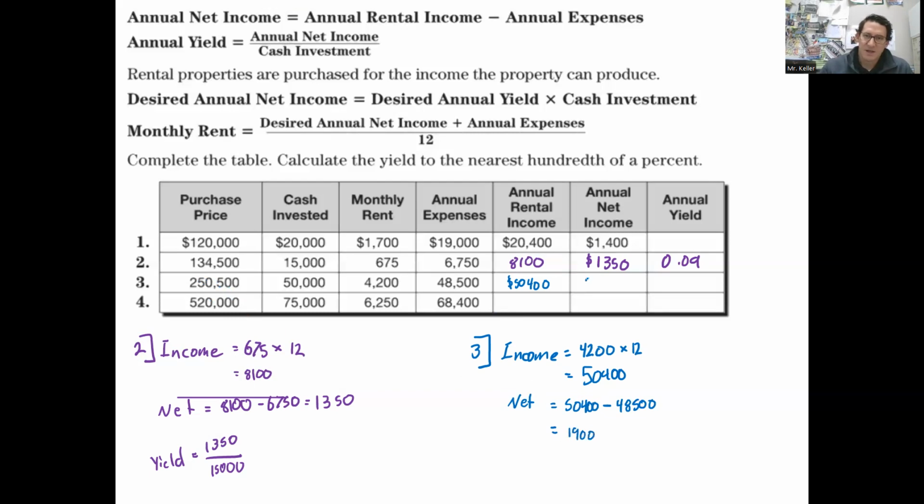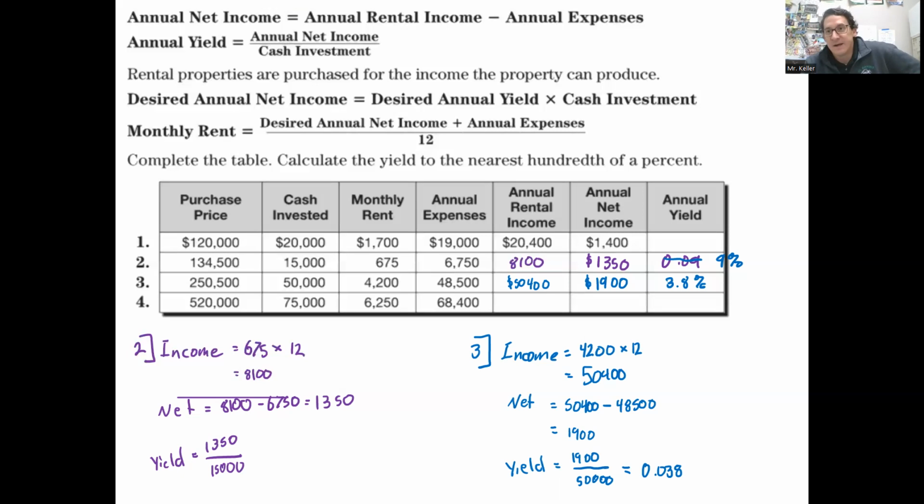So they're making $1,900 profit each year, and then the yield. You do that 1,900 divided by the cash investment of 50,000, so that is 0.038. Actually, I should change these. This would be a 9% yield. This one is a 3.8% yield. Just take the yield and multiply it by 100. The 3.8% yield is garbage. If you're going to be renting out homes, you want a higher yield than that.